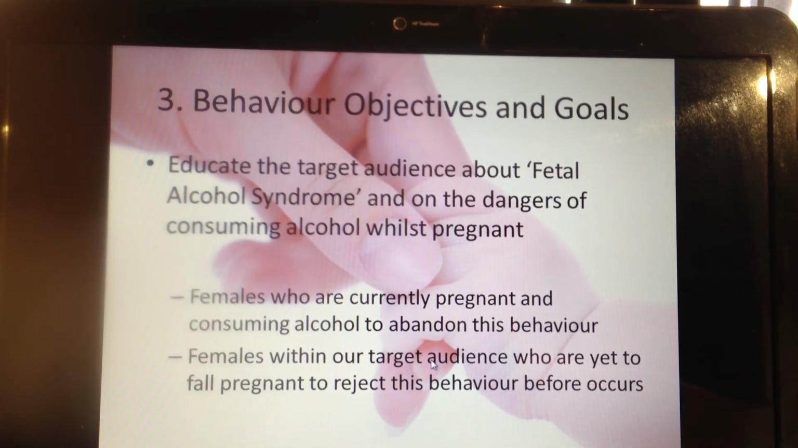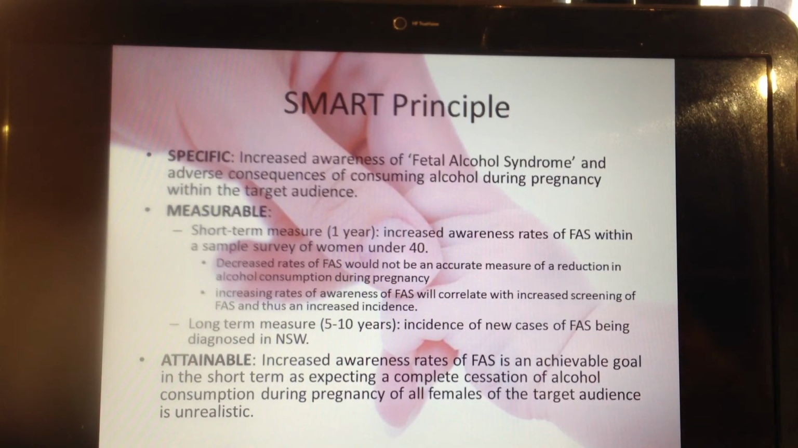So the third element that needs to be considered are the behaviour objectives and goals. So utilising the SMART principle, we formulated a goal. So our specific goal is to increase awareness of FAS. Our goal is measurable, as our short-term measure of 1 year will be the increased awareness rates of FAS within a sample survey of women under 40. And a long-term measure of 5 to 10 years will be the incidence of new cases of FAS being diagnosed in New South Wales.